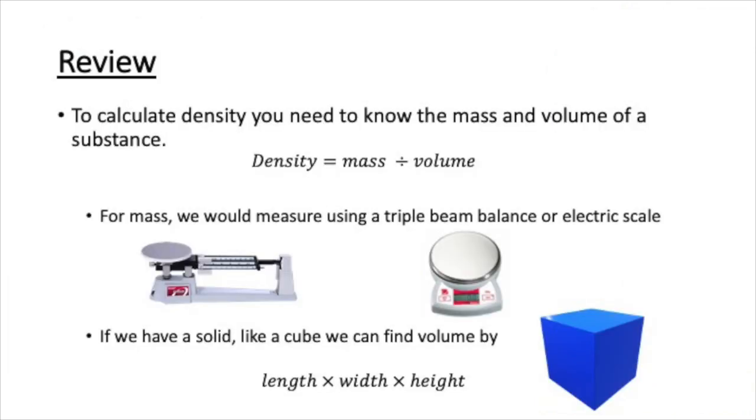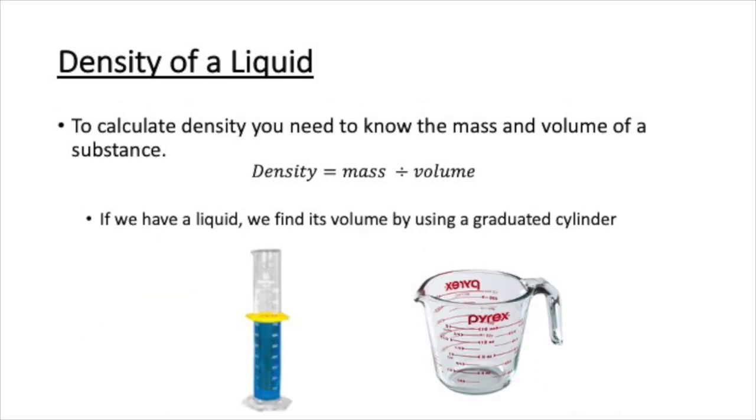So to calculate density, you absolutely need to know the mass and the volume of that particular substance. To find the mass, we would usually use a triple beam balance or an electric scale like the ones pictured here on the screen. If we have a solid, we can actually calculate that mathematically, like say for a cube, where we multiply the length, the width, and the height of that cube to find its volume. For a liquid, we would measure it out using a graduated cylinder or measuring cup like the one pictured here to calculate the volume of a liquid. And to find a mass, we're actually going to watch Miss Levin help us find the mass of different liquids and then calculate the density of water.